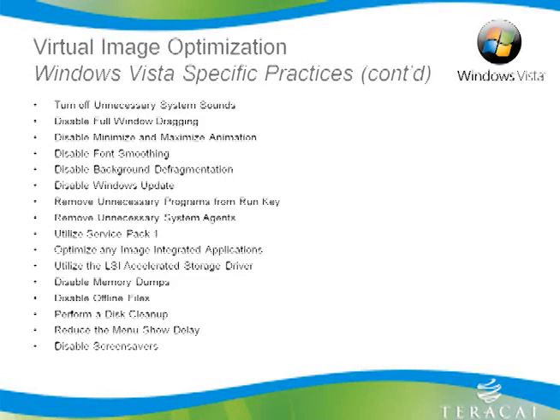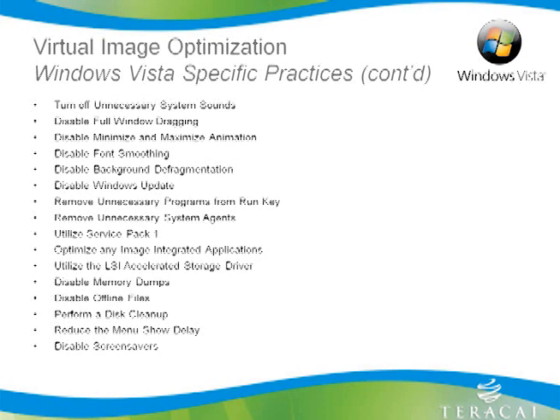Turn off unnecessary system sounds in Vista. There's a bunch of them. Disable Windows full dragging. Same thing as XP. We're using the CPU to emulate the GPU and network, so therefore we want to get rid of it. We want to disable minimize and maximize animation. Disable font smoothing, background defragmentation, and Windows Update. These all have the same repercussions that they have in XP, even though they use larger and more intensive processes.